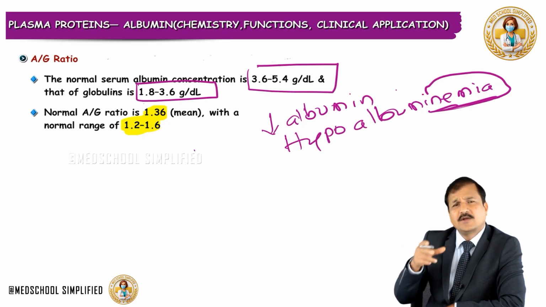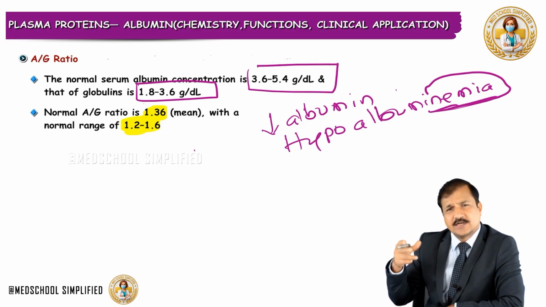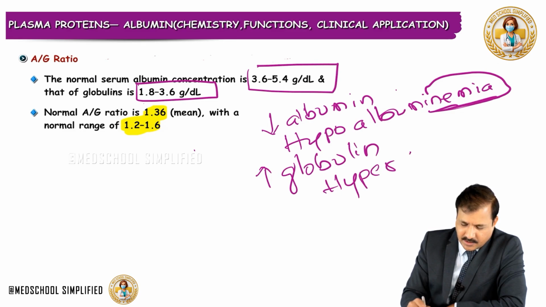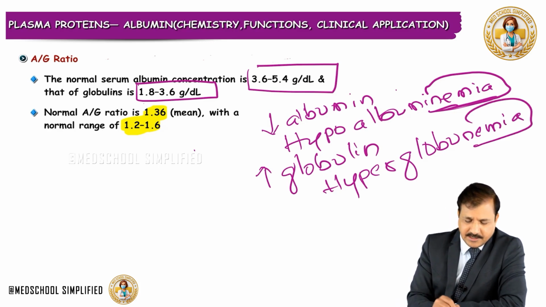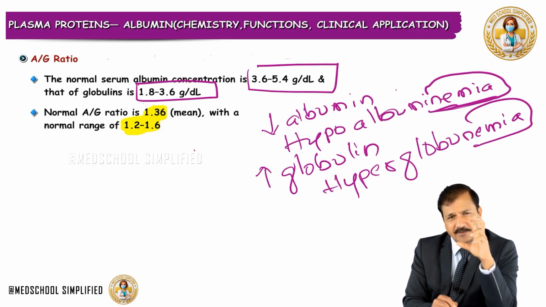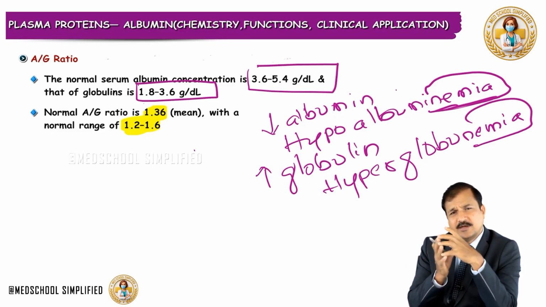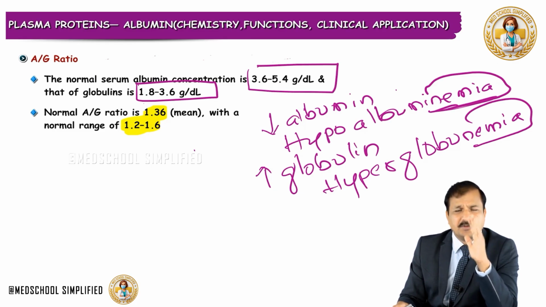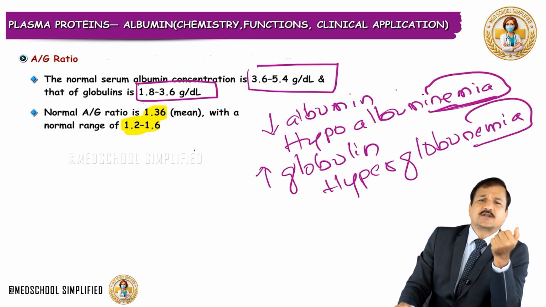And when globulin concentration rises, that is called hyperglobulinemia. So an increase in globulin leads to hyperglobulinemia. Look at emia again, that's in the blood. That means excess globulin and decreased albumin. So the numerator albumin is decreased, the denominator globulin is increased, so the ratio falls. That's what happens whenever albumin decreases and globulin increases in certain conditions.